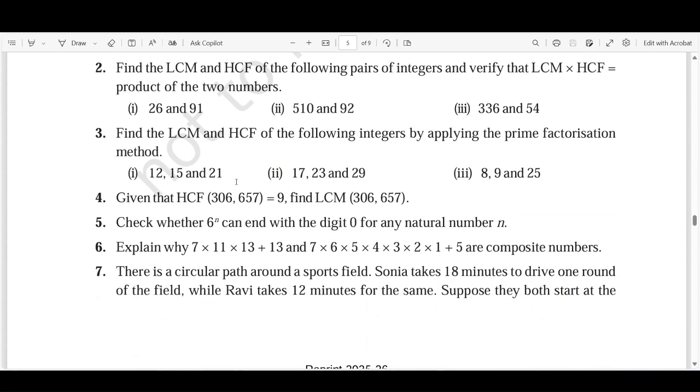Question number 3. Find the LCM and HCF of the following integers by applying the prime factorization method. So they have given 3 numbers and we have to determine the LCM and HCF for the given numbers by applying the prime factorization method. For each and every number we have to find the prime factorization and then we have to find the LCM and HCF.